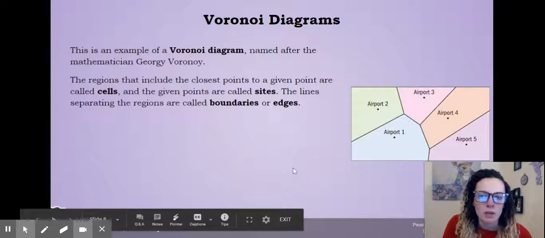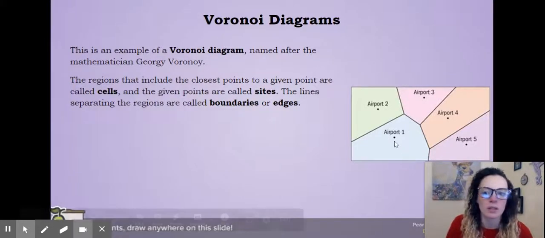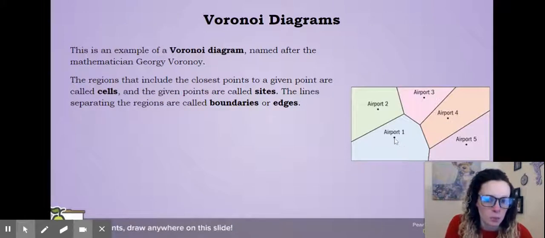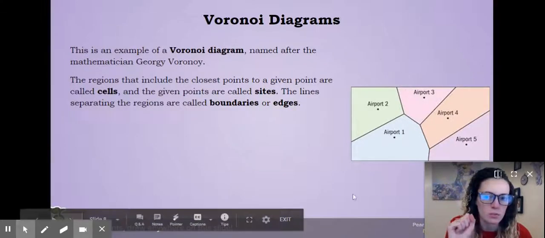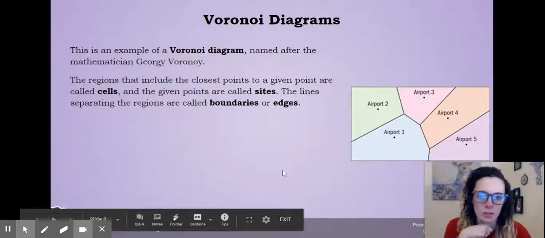The regions that include the closest points to a given point are named cells. So this cell or this region for airport 1 would be called a cell. And that airport itself, or the point that you're focusing on, is called a site. The lines between the regions, all of these straight lines between the regions, are called boundaries or edges.